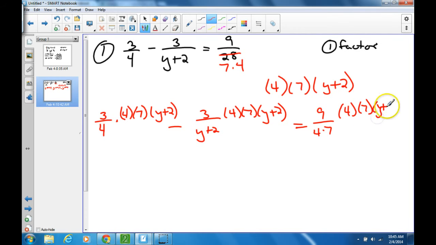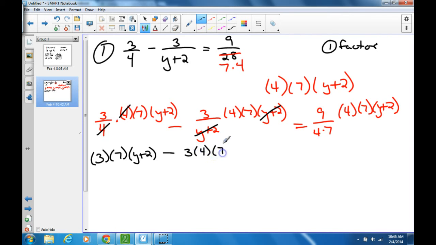So, look at the first term. What can I cancel out of that one? A 4. So I am left with 3 times 7 times y plus 2 now. What can I cancel out of the second term? Y plus 2. So I'm left with 3 times 4 times 7. What can I cancel out of the last one? 4 and 7. So I'm left with 9 times y plus 2.